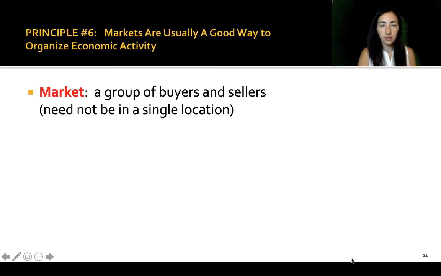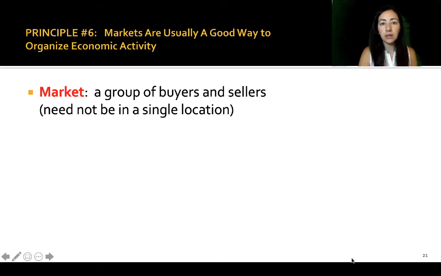Principle 6, markets are usually a good way to organize economic activity. First question is, what is a market? A market, very simply, is a group of buyers and sellers. It can range from something like a giant grocery store, or it could be a transaction that you made from Facebook or something like that.